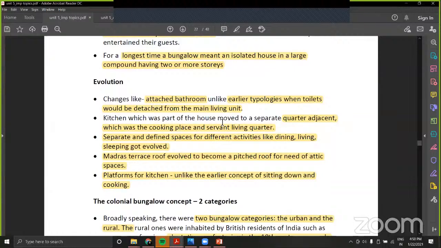Madras roof evolved to become a pitched roof, and they used those spaces as attic spaces. Platform for kitchen, unlike the earlier concept of sitting down for cooking.